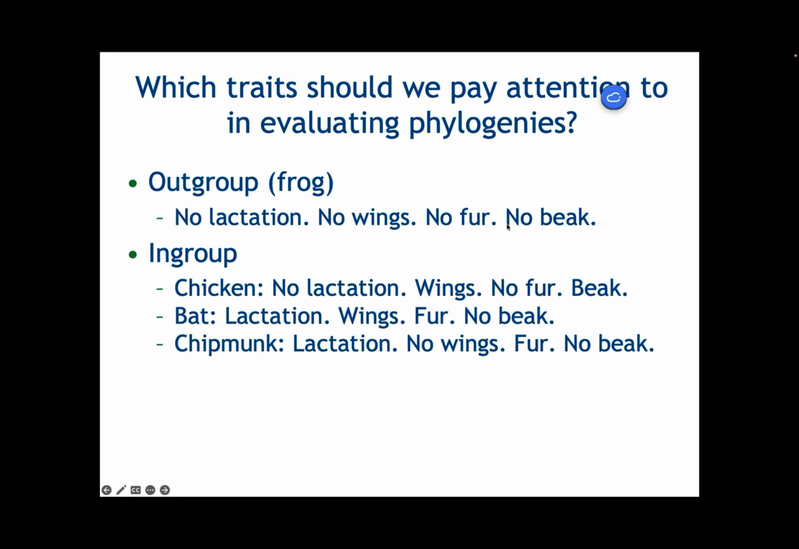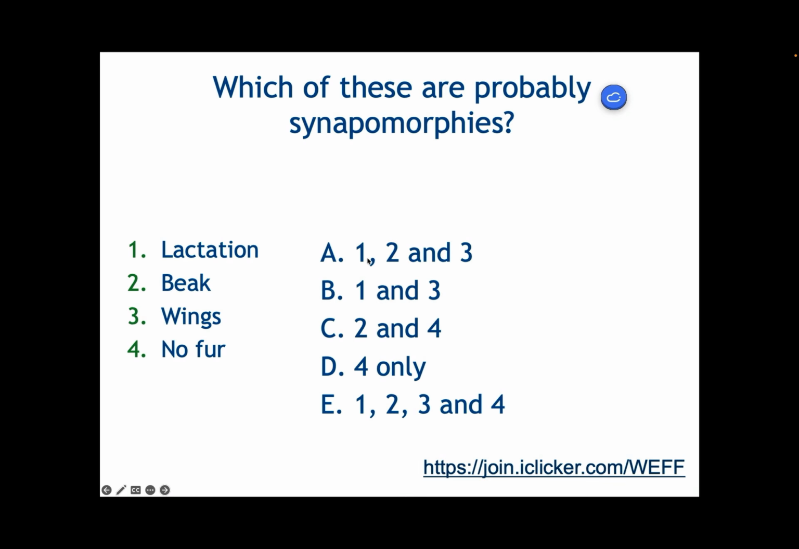And so, yeah, the outgroup has none of these things. Chickens have wings and beaks. Bats have lactation and fur. Chipmunks have lactation and fur. Okay. So clicker question. Of these four traits here, having lactation, having a beak, having wings, and not having fur, which of these are probably synapomorphies?